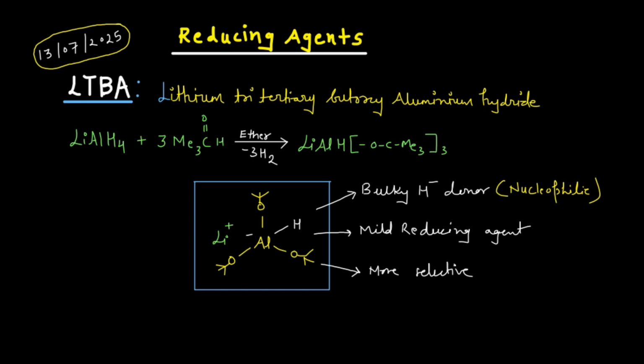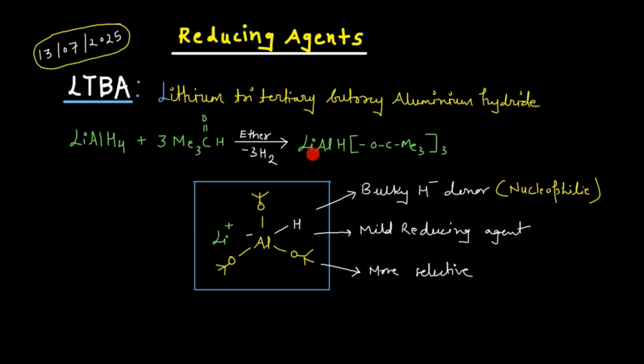As you can see here, only one hydrogen is present, so we can control the reaction at any time. That means the reducing nature of this will be very mild due to the presence of this one hydrogen only. This is the first reason.